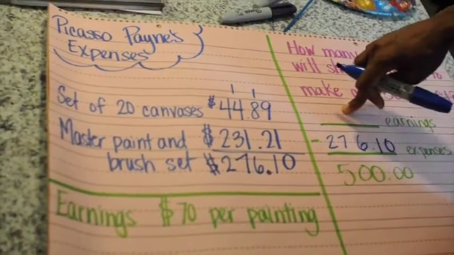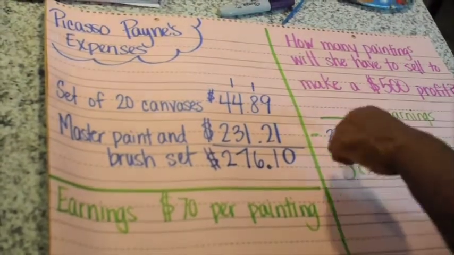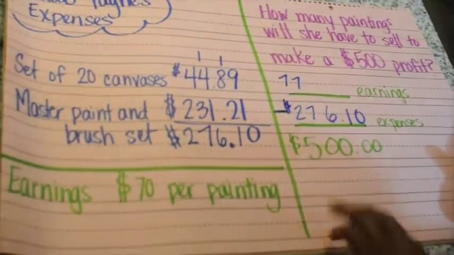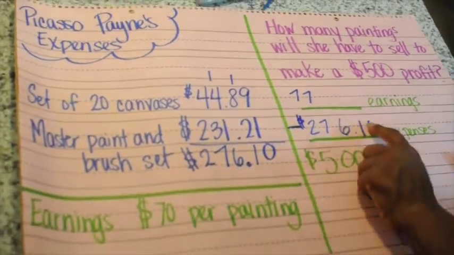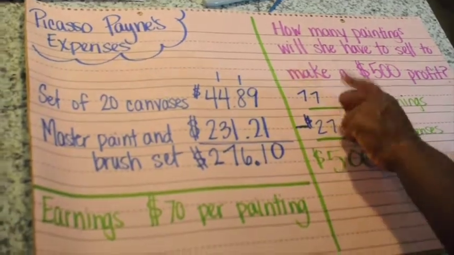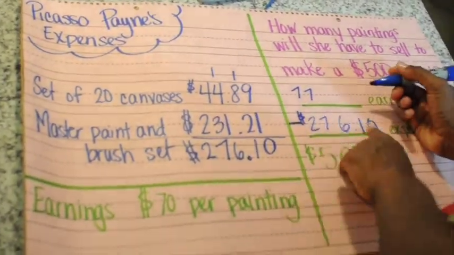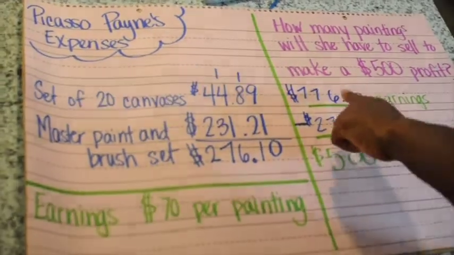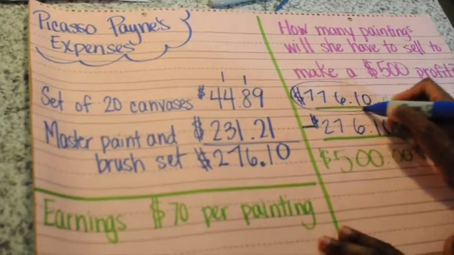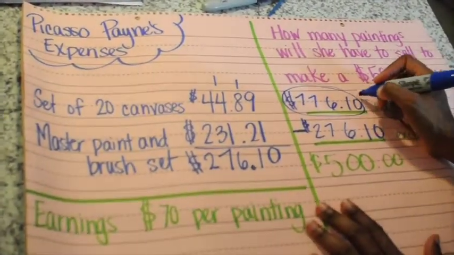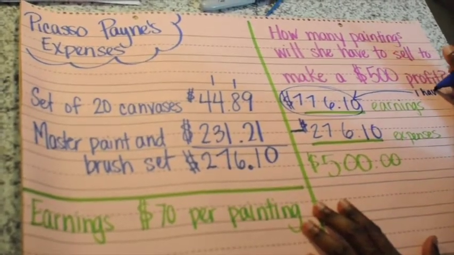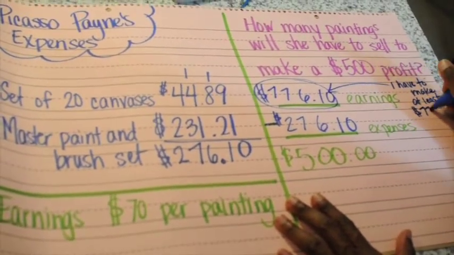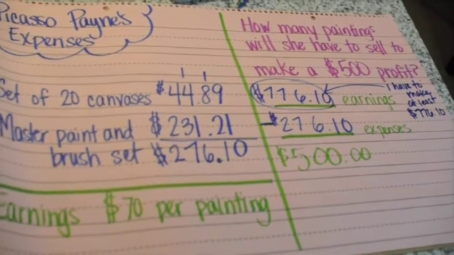So I know that I'm going to have a big number, and I'll subtract this, and I'll get 500. So that tells me that my big number has got to be this plus this. Okay? So now I'm going to add these up. So I'm adding 500 plus $276.10 to figure out how much my earnings are. Okay? So when I add these up, I had $776.10. So that means I need to make at least this much. It's okay if I make more, but I have to make at least that much, so that I can have a profit of $500.